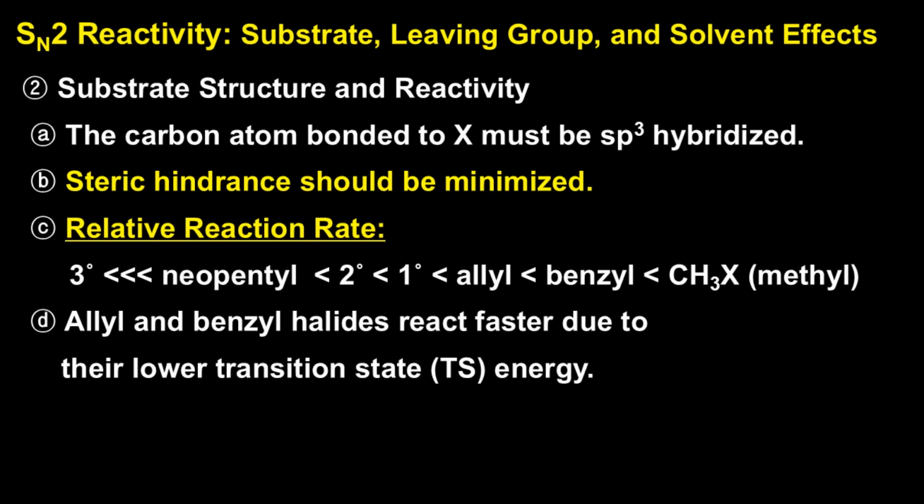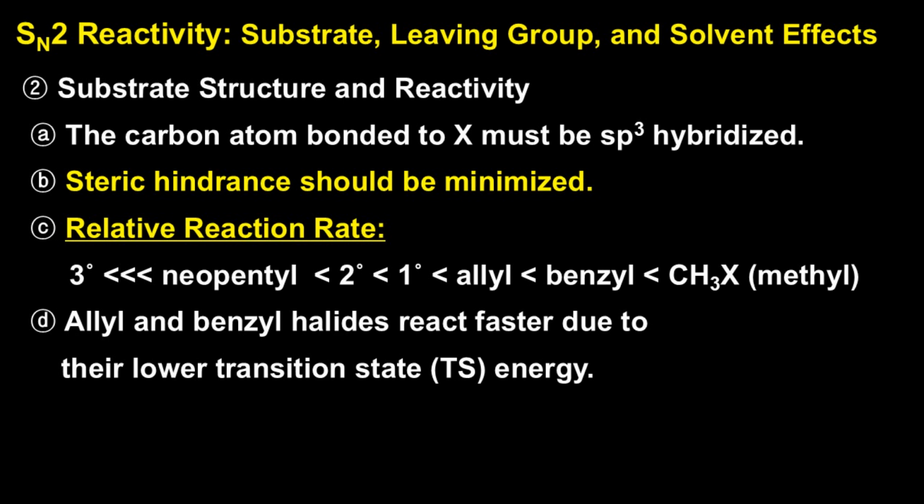Now let's talk steric hindrance. The more crowded the carbon is, the harder it is for the nucleophile to get in. That's why different types of alkyl halides react at different speeds in SN2 reactions. Tertiary alkyl halides hardly react at all. There's just too much bulk in the way.